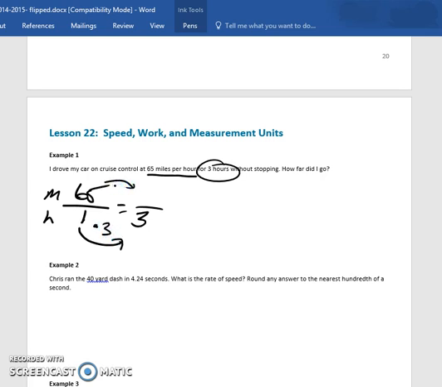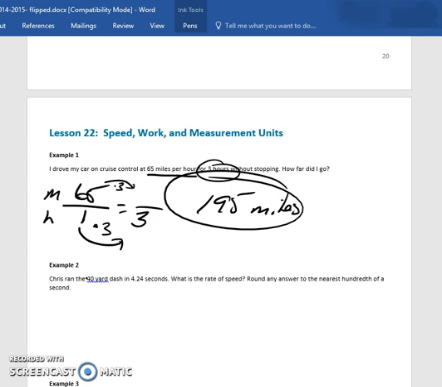All right. So if we do 65 times 3, that's going to get us our answer there. So that's our 195. Now, how far did I go? 195 miles. All right. So we do want to make sure that we're setting up our ratios as we normally do, solving them as we normally do, but then again, really watching for that particular answer.